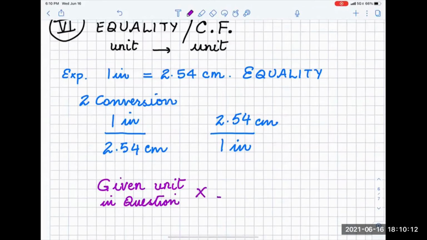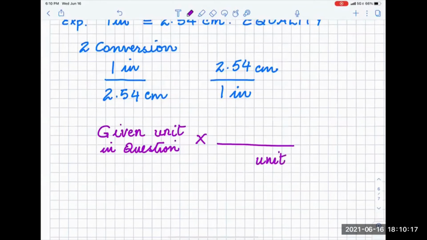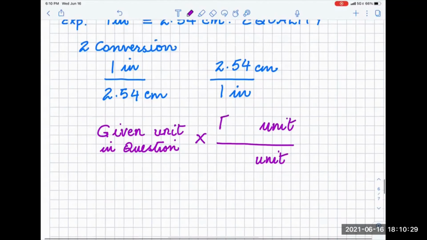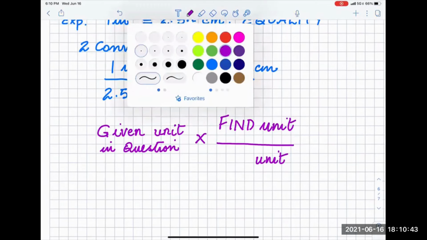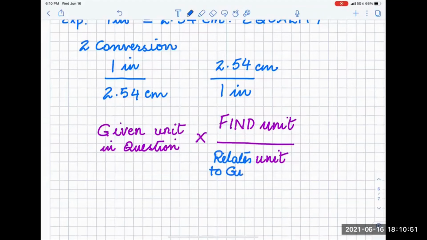Multiply by the conversion factor which cancels out that unit. So the unit that is given to you is going to be in the denominator, and the unit that you need to find or convert to is the one that relates to the given unit. So here is your find unit, the one that you need to convert to, and this is the one that relates to the unit that is given in the question.